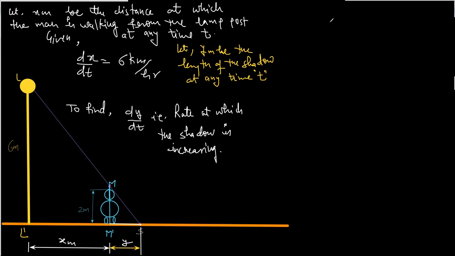So now here, students, we have two triangles: L dash S and M dash S. What do you notice in these two triangles? These two angles are 90 degrees, so they are equal to each other. I'm talking about which two triangles? The bigger right angle triangle L, L dash S, and M, M dash S.